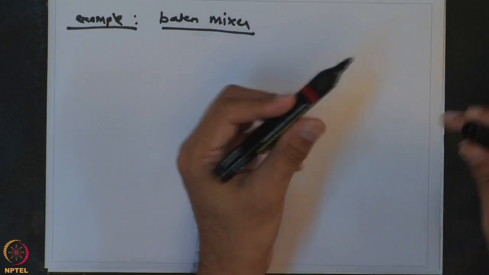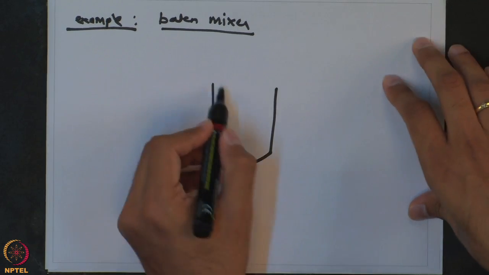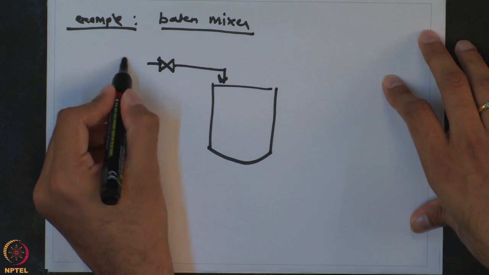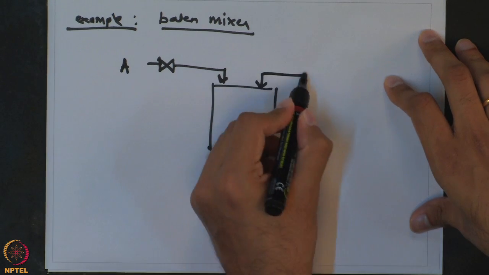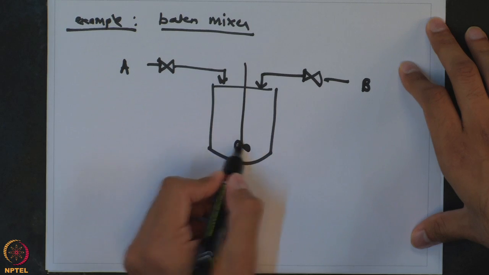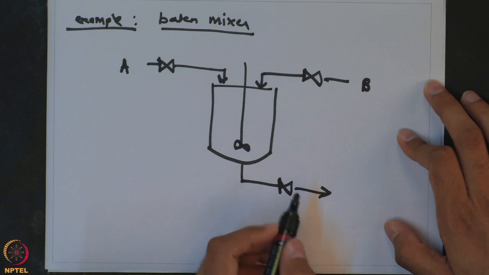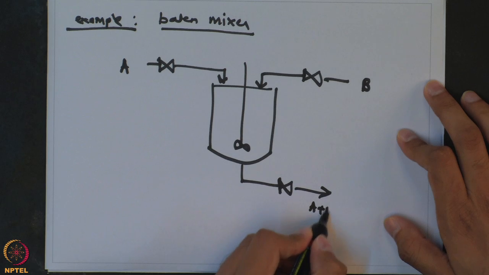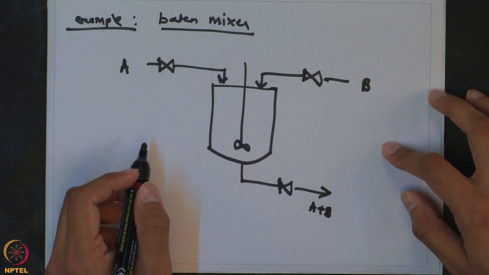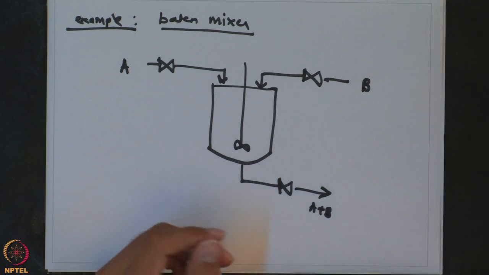So we will take an example of a batch mixer. This is a mixer which is going to mix two streams. One is A and the other one is B. It also is provided with an agitator, and there is a way to remove the product, which we will call A plus B. Now let me explain how this process looks.